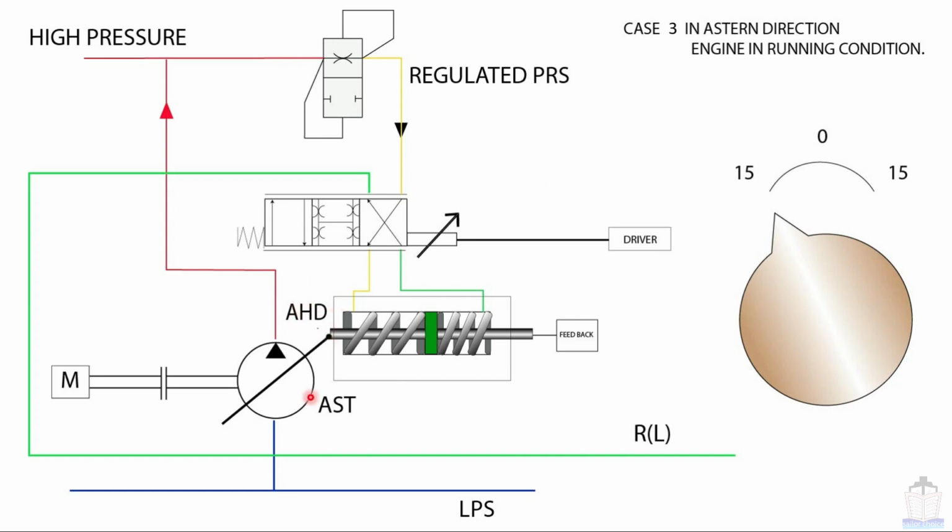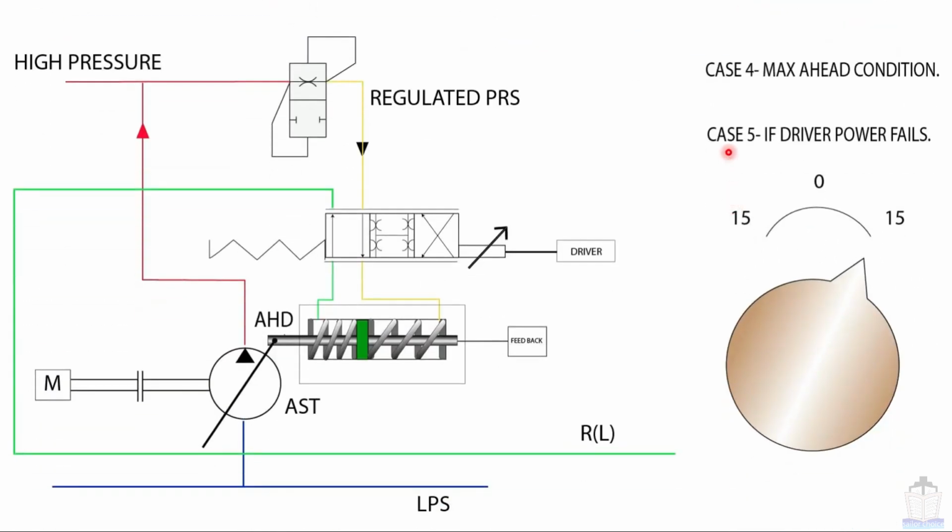So this one is ahead direction and this one is astern direction. It will move towards the astern direction. So swash plate cam will shift to astern direction. Now going to see case number 4 and 5.